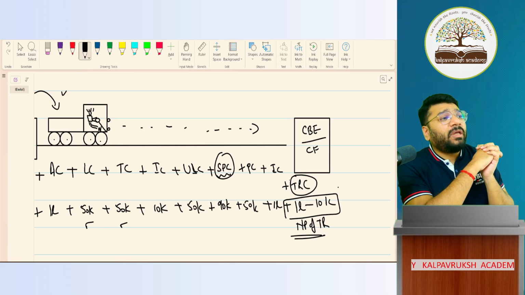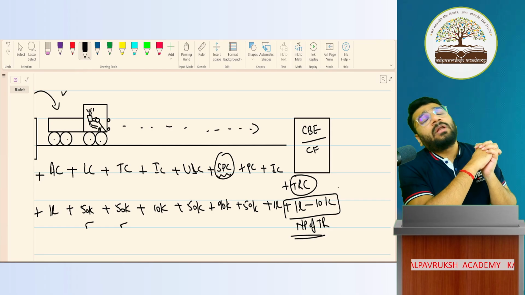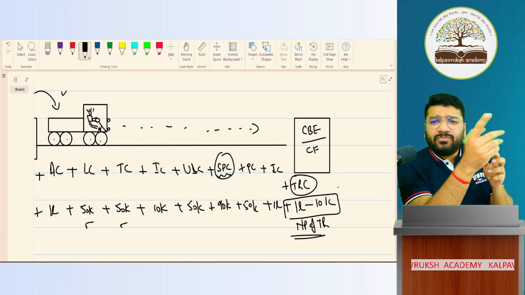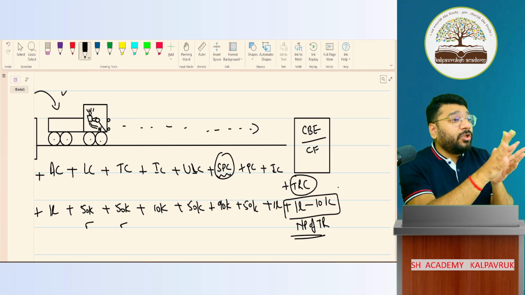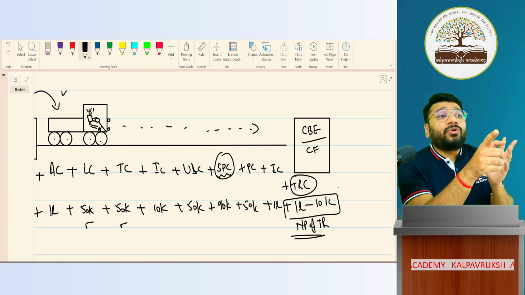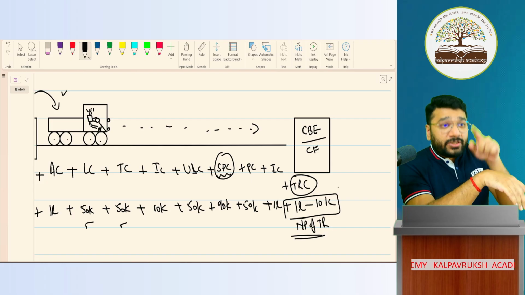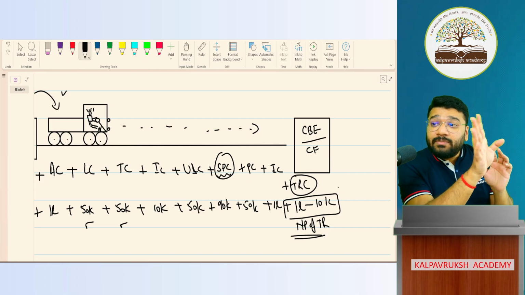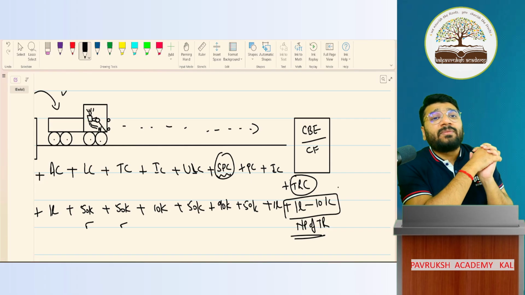AS10 says that you can calculate depreciation in whatever way you want. You want to use SLM, you use SLM. You want to use WDV, you use WDV. You want to use machine rate method, use it. Production unit method, use it. Sum of years digit method, use it. AS10 gives you multiple flexibility.